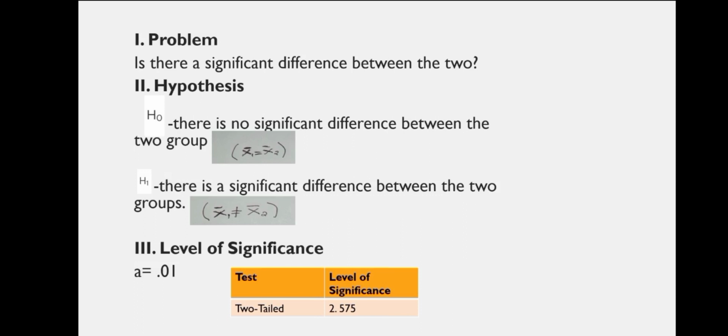For the alternative hypothesis, there is a significant difference between the two groups. We can denote it as mean sub 1 is not equal to mean sub 2. They are not equal because they possess a significant difference. We notice in the alternative hypothesis that it is not directional, meaning to say, the test that we are going to use is the two-tailed test. Step 3 is the level of significance. The critical value of the z two-tailed test at 0.01 significance level is plus and minus 2.575.